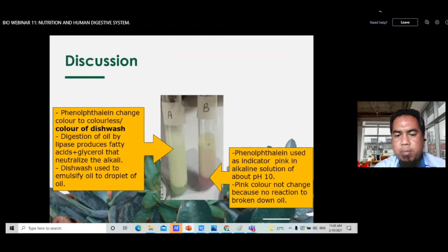So dishwash ni dia berfungsi macam bile, okay, macam bile in your duodenum. Okay, for solution B, the pink color remains the same because there is no presence of enzyme lipase. So oil dalam ni dia does not break down to fatty acid and glycerol. So that's why the color remains pink.